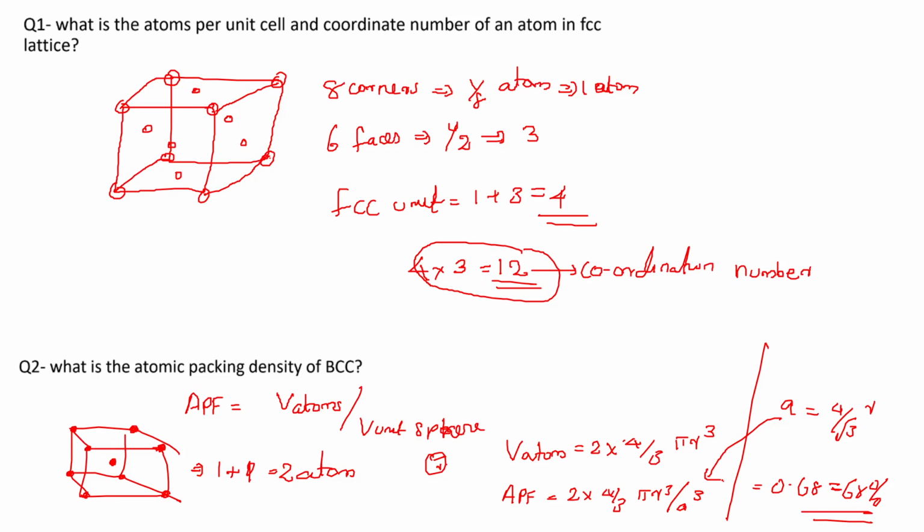Hello, ma'am. Ma'am, A is equal to 4 by root 3 r, is that only for BCC or a general formula? It's only for BCC. Each one will be different, and we will solve that later. This is only for BCC.